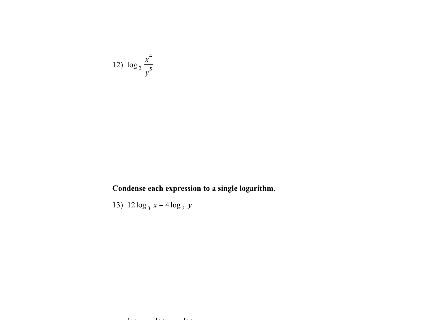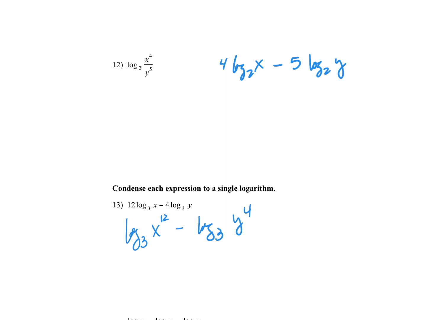Same here, you have an exponent, so that goes on the front. 4 log base 2 of x. And since it's division, it's minus 5 log base 2 of y, because the exponent goes on the front if you look at your rule sheet, and division turns into subtraction. Now we're going to condense, so this would be log base 3 of x to the 12th minus log base 3 of y to the 4th.